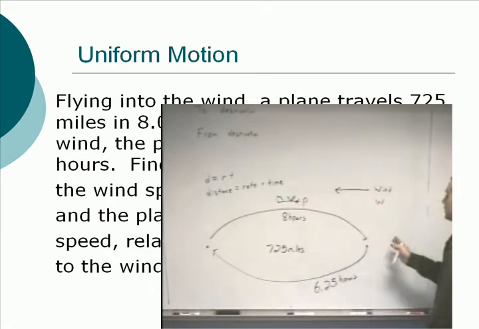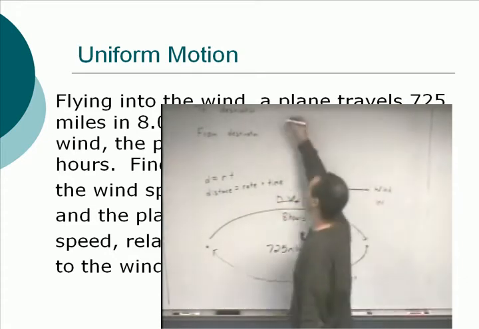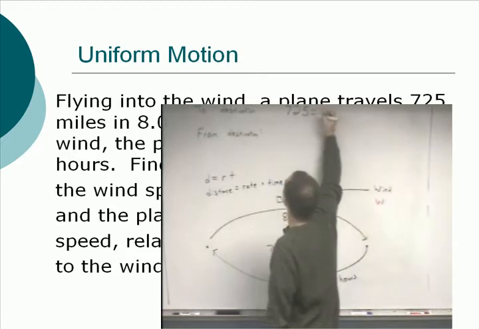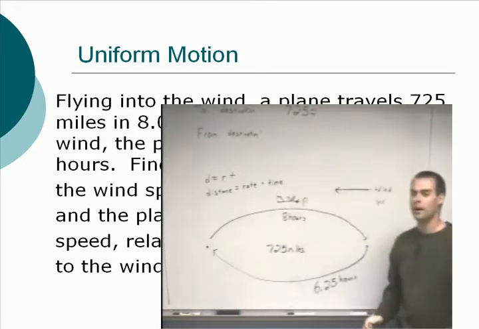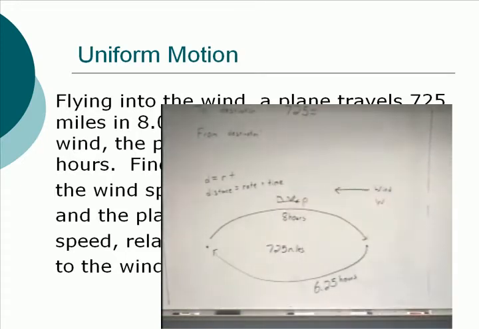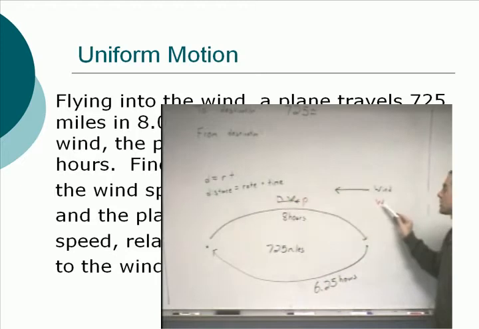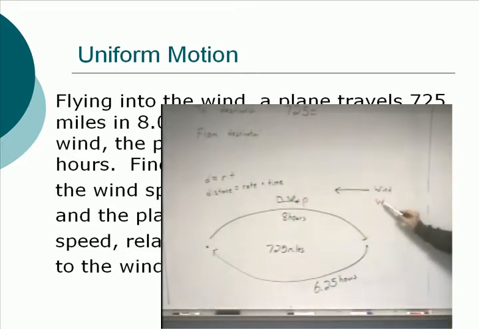Distance to, 725, that doesn't change. That's equal to our rate. What will be our rate on the way to our destination? P minus W. P is the plane's rate, W is the wind's rate. So our rate on the way out will be P minus W.